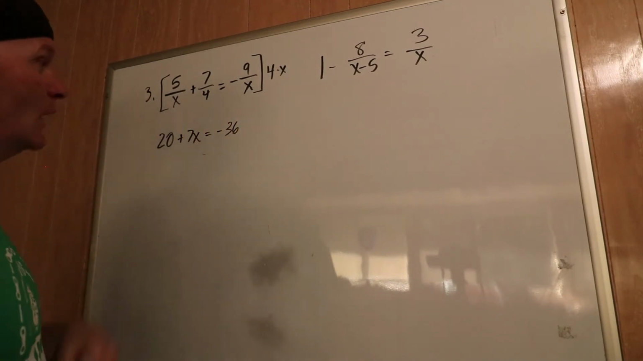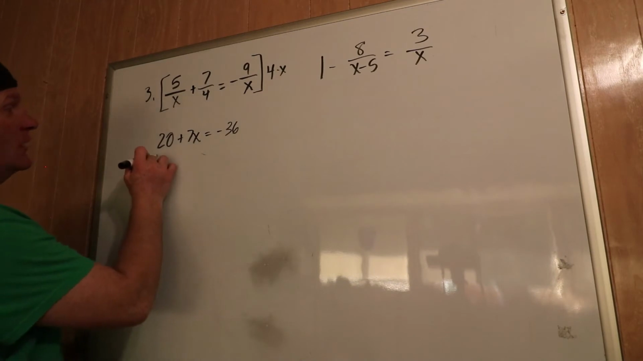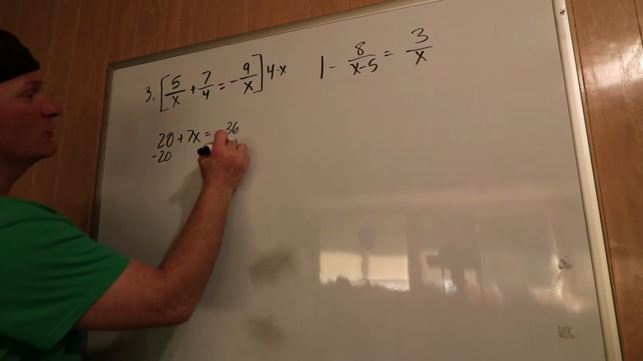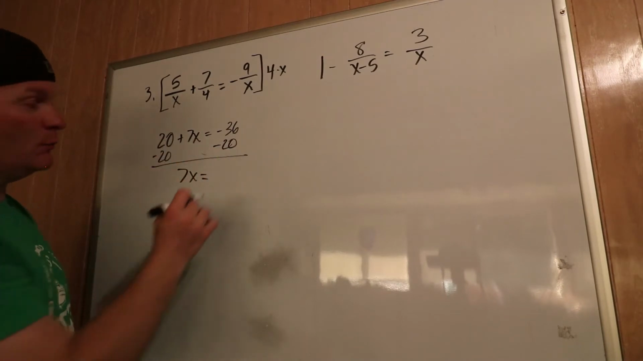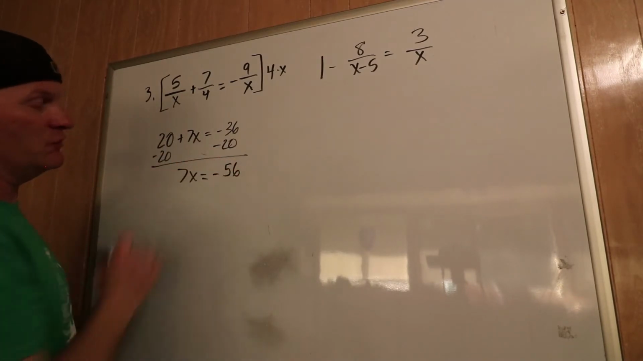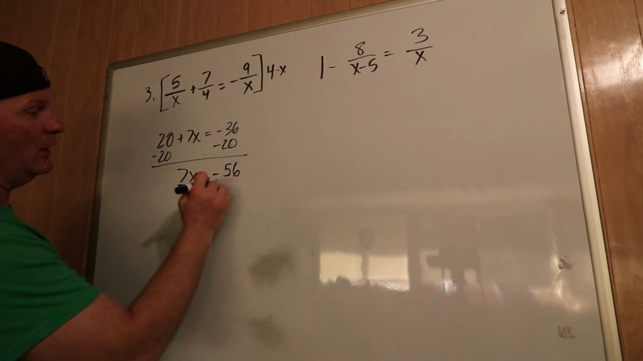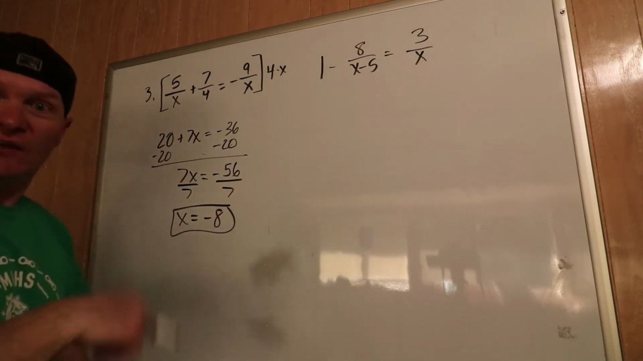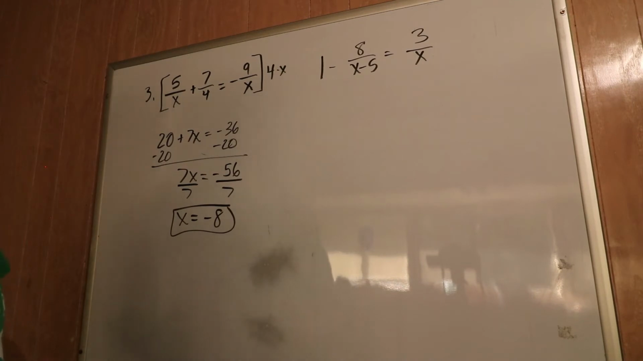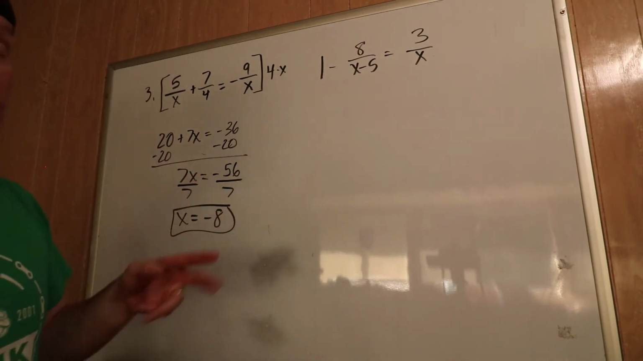Okay? Now we want to get everything on one side of the equal sign except for the x. So I'm going to do minus 20. See, negative 36 minus 20 is negative 56. And then if I divide by 7, I get negative 8, which is the exact same answer that we just got. Okay? So that's two different ways to do it.